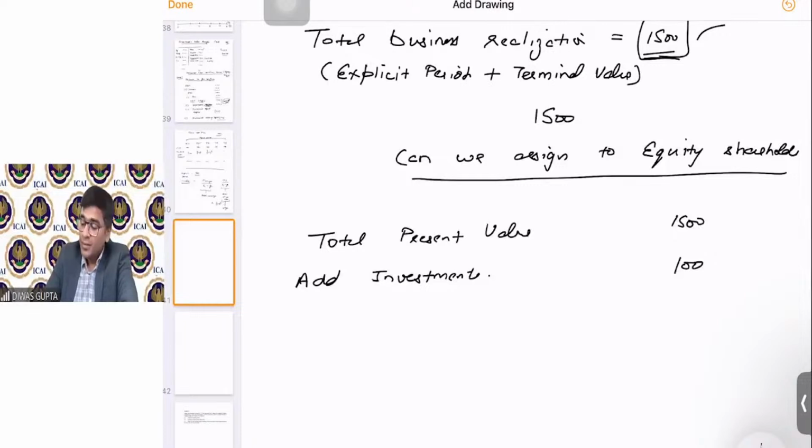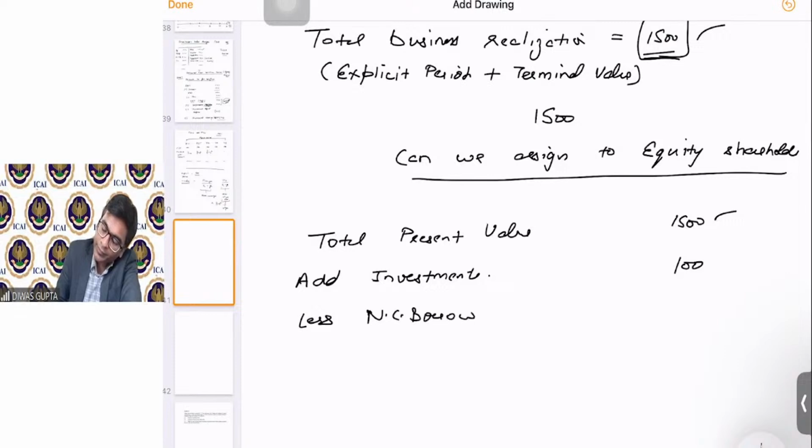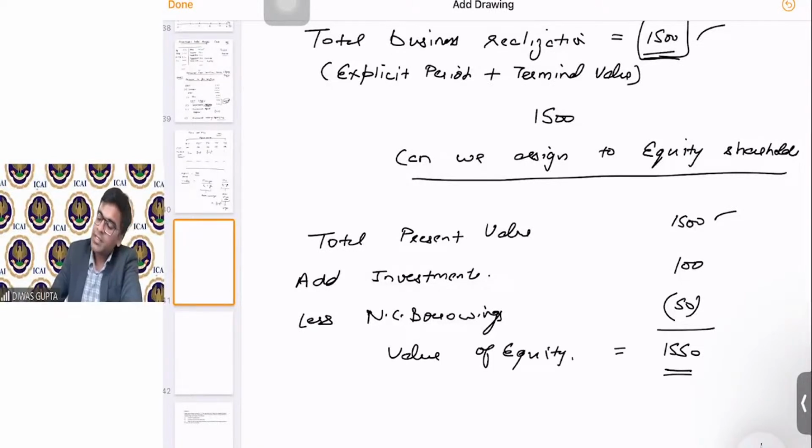Further, this value of 1500 is for equity and debt put together. So I have to reduce the debt amount, non-current borrowings. Correct? So let's say it is 50. So it will become 1550. So this is what the shareholders value analysis is. This is value of equity.